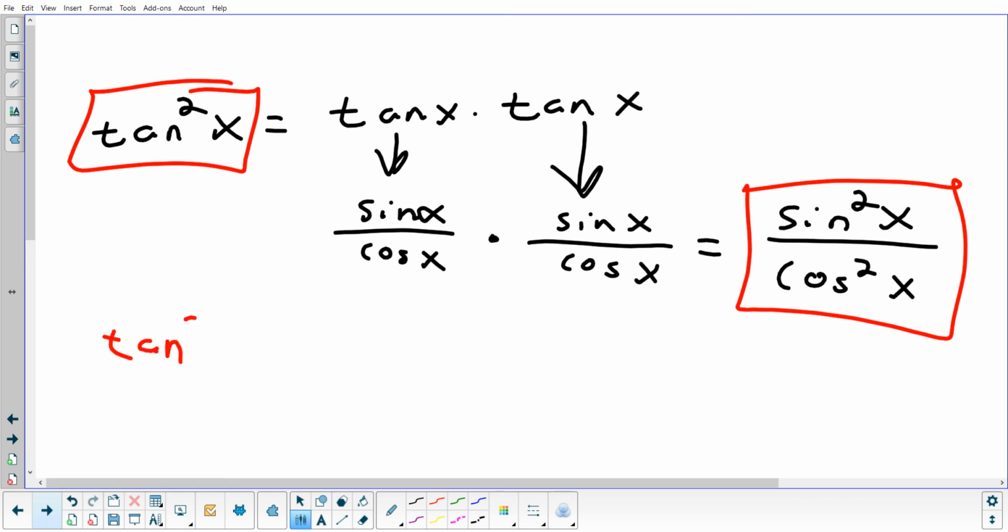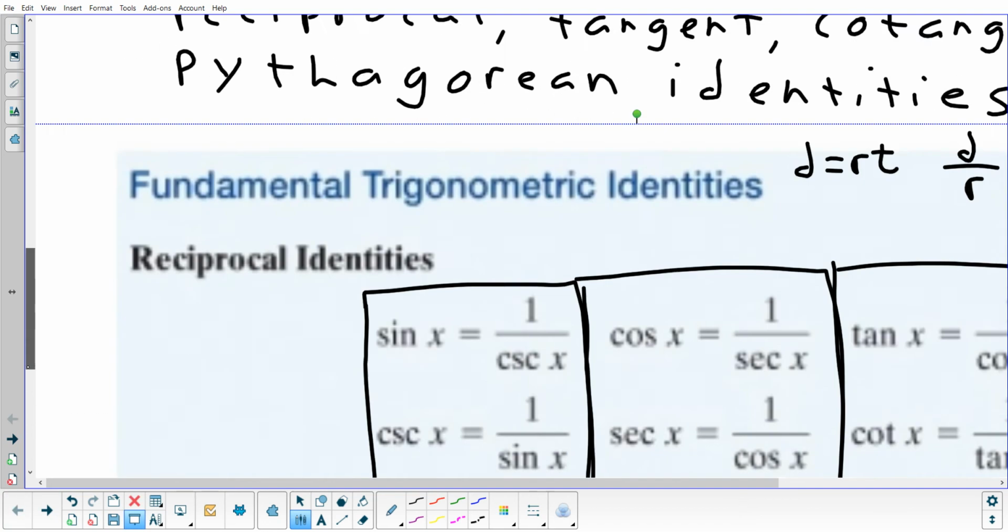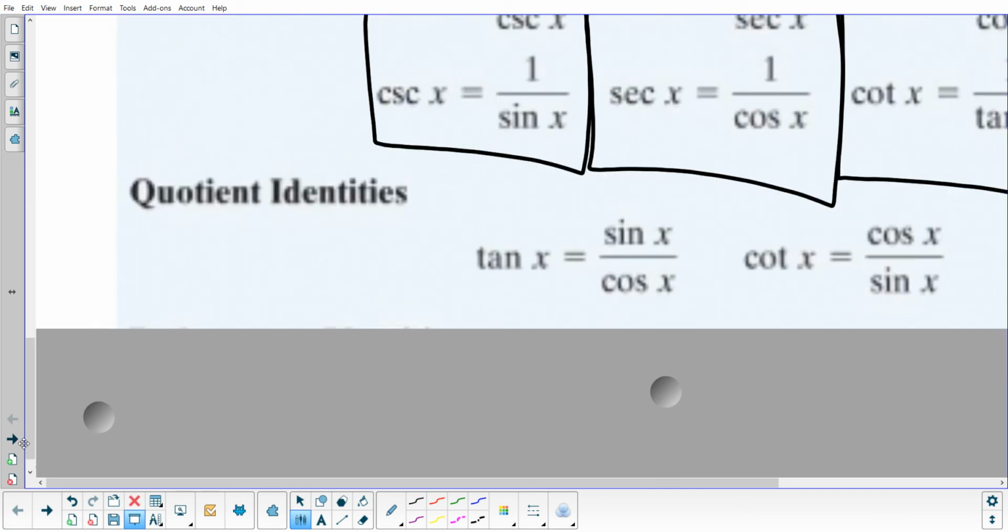So what do you think this would be, without going through all that and writing it as tangent, tangent, tangent? Tangent cubed would be sine cubed x over cosine cubed x. We generally don't have to deal with powers higher than 2, but I'm showing you that you could technically use this identity for any power. So in general, tangent to the n equals sine to the n over cosine to the n.